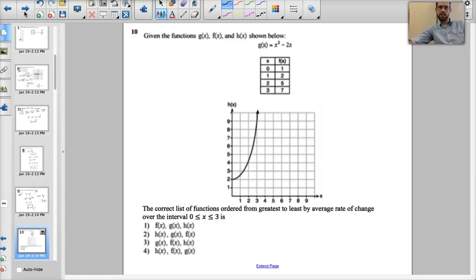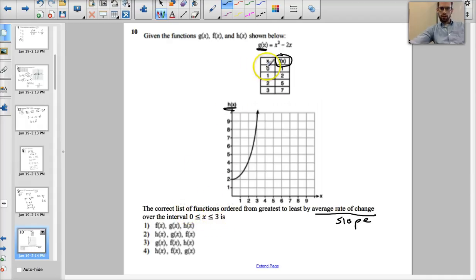Let's go. It says, given the functions f of x, or excuse me, yeah, f of x is the table here. That's f of x. I've got g of x, which is this function here, and h of x, which is my graph. It's going to ask me to compare them. It says, the correct list of functions ordered from greatest to least by average rate of change, so I know that's the same thing as slope, over the interval from 0 to 3. So again, I'm going from 0 to 3.